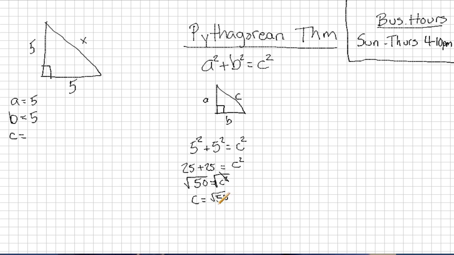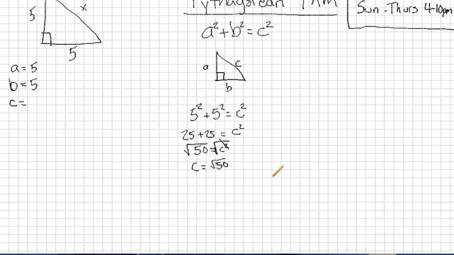But square root 50 can be reduced. It can be broken down. Let me show you how. So you write 50 and you have to do the prime factorization. So you got 25 times 2. I circle my prime numbers. And then 5 times 5.